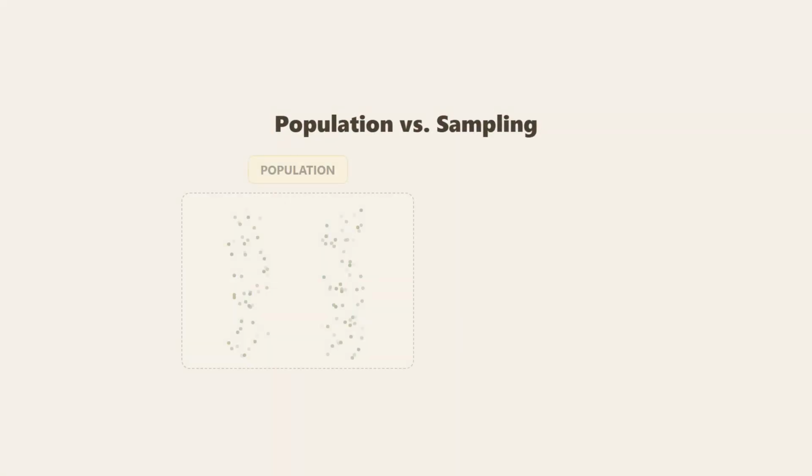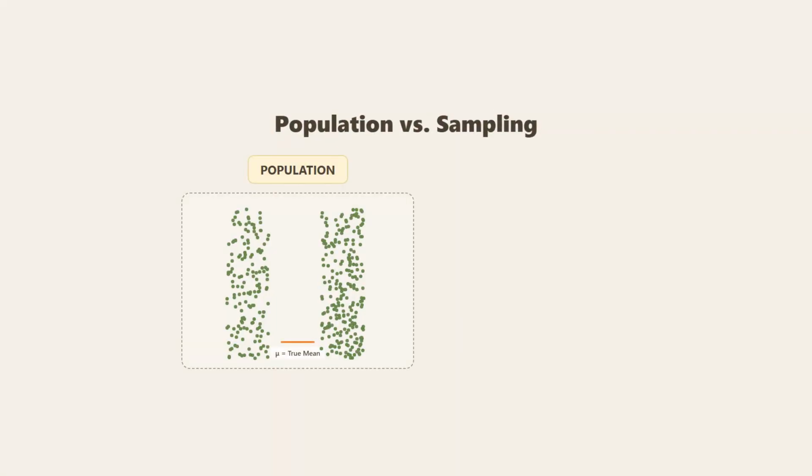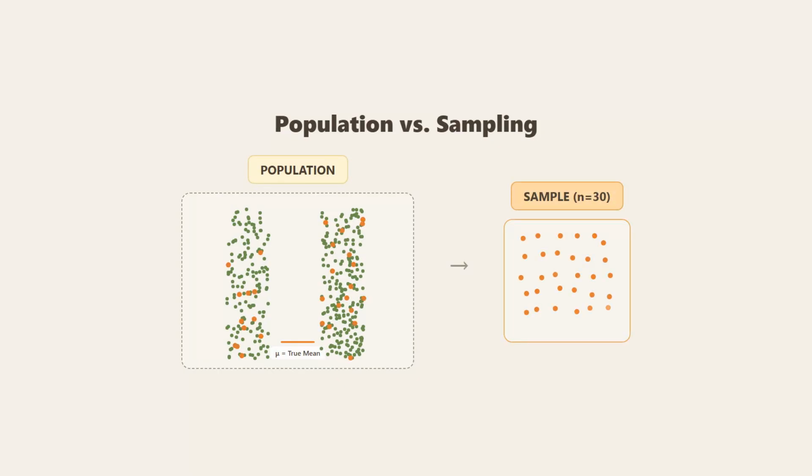Before we understand the central limit theorem, we need to grasp one fundamental concept: the difference between a population and a sample. The population represents all possible data points in the universe we're studying. But here's the catch: we almost never have access to the entire population. Instead, we collect a sample, a smaller subset that we actually observe and measure. From this limited sample, we try to estimate the true population parameters.